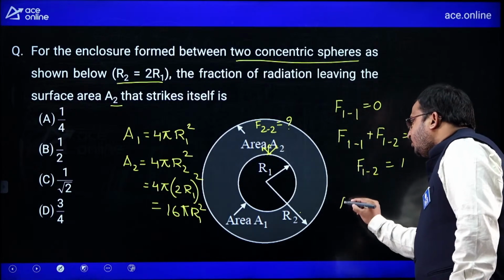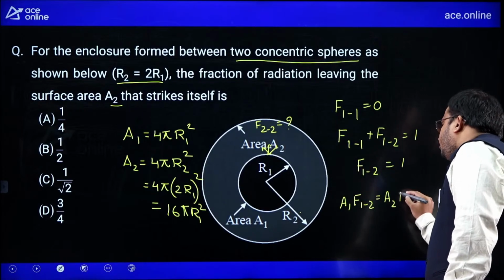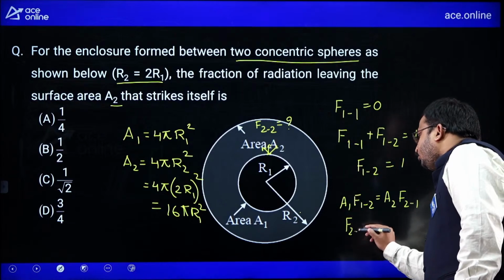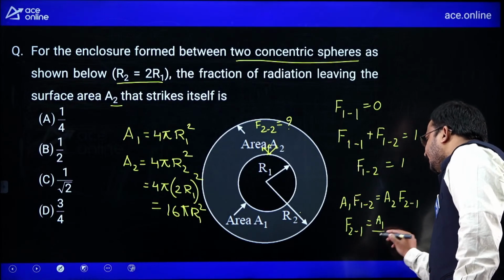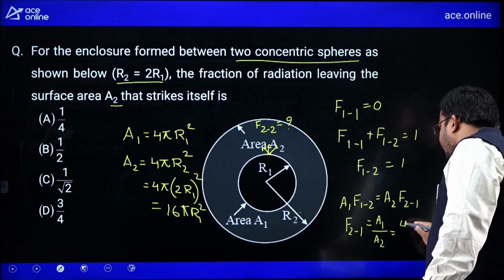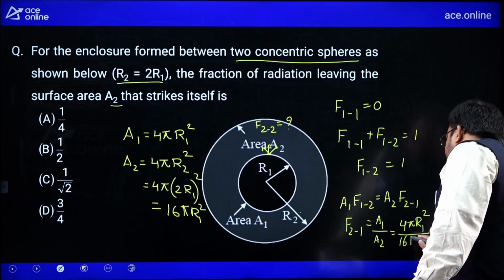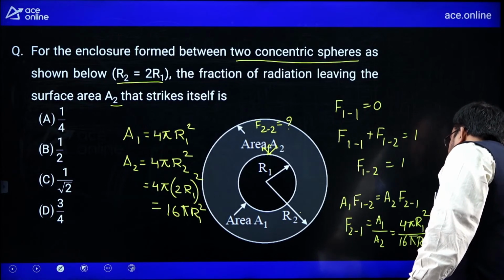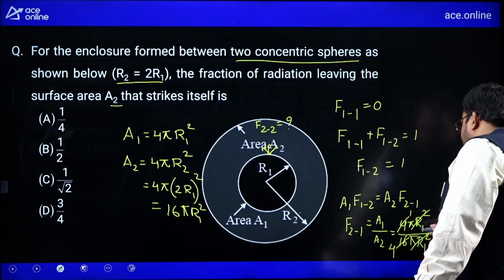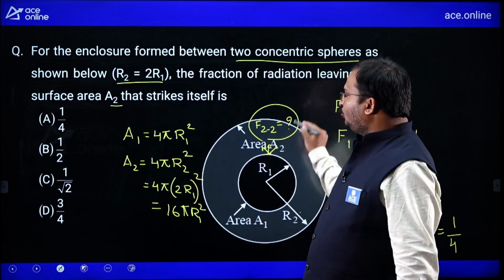Now, using the reciprocity theorem, A1 F12 is equal to A2 F21. So, use the reciprocity theorem. From this, F21 will be equal to A1 by A2. A1 value is 4 pi R1 square, A2 is 16 pi R1 square. So, pi R1 square gets cancelled, 4 by 16, this will be 1 by 4. F21 is 1 by 4, but we want the F22 value.